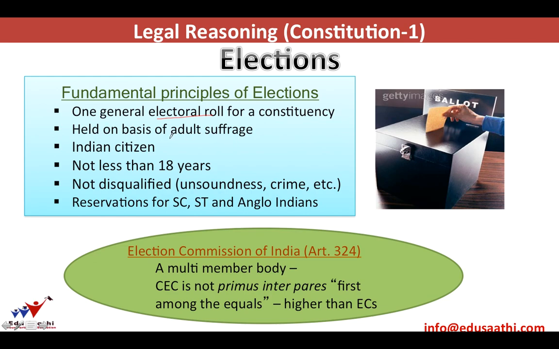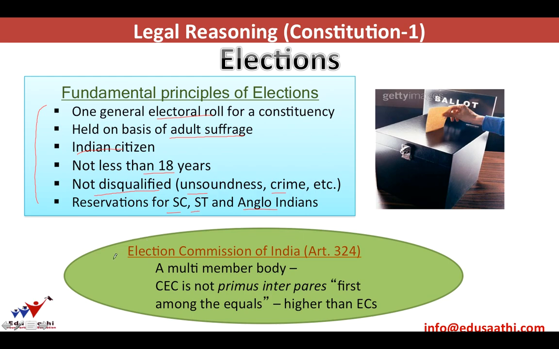The elections are held on the basis of adult suffrage, that is, the right to vote is given to all the major citizens. The person has to be an Indian citizen, not less than 18 years. Anybody who's above the age of 18 years is treated to be an adult and has the right to vote. And the person must not be disqualified, that is, he must not be of unsound mind and he must not be a criminal, because those people are generally restricted from voting. There are reservations for scheduled caste, scheduled tribe, and Anglo Indian. So these are the basic fundamental principles which are followed for the elections.